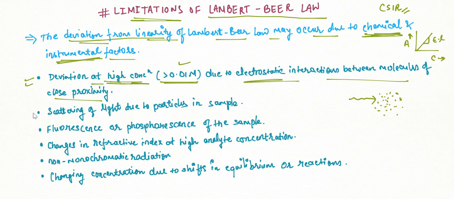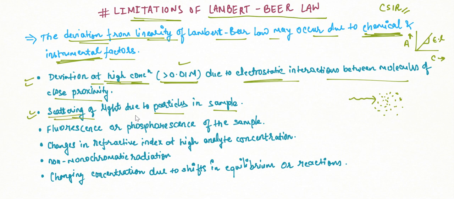What are the other options? The scattering of light due to particles in the sample. So this is also one of the phenomena. We know how electromagnetic radiations can interact with matter. There are a lot of possibilities. So scattering is also one of the possibilities.